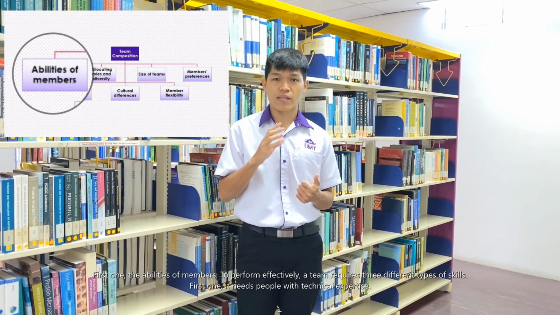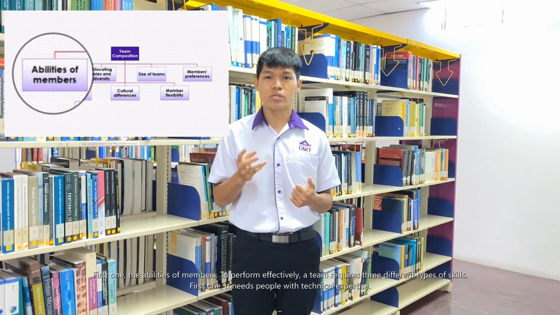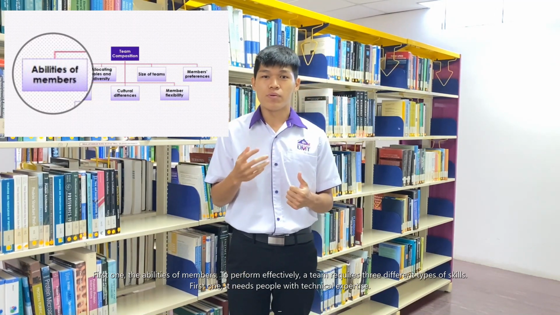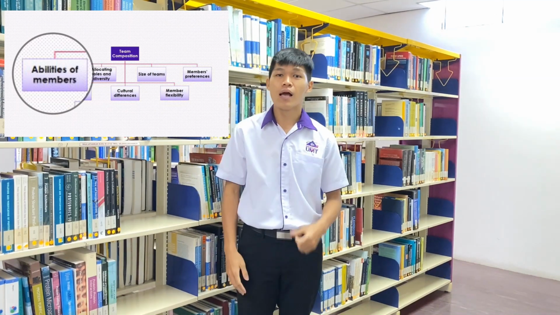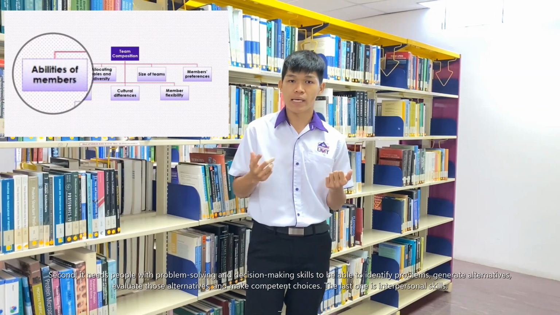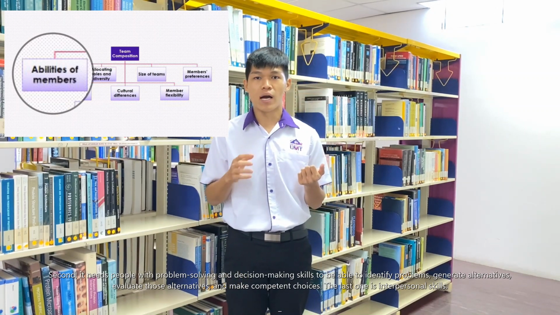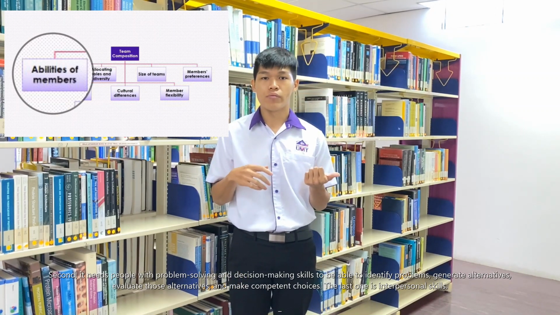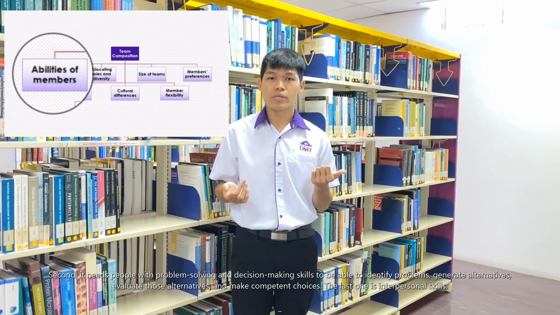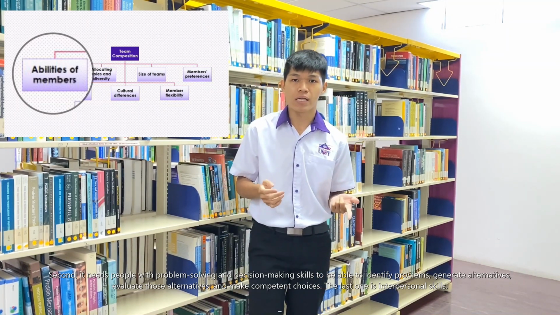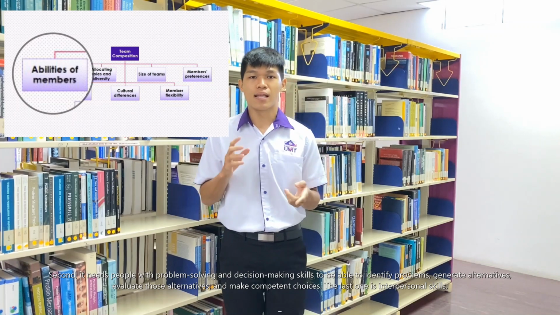To perform effectively, a team requires three different types of skills. First one, it needs people with technical expertise. Second, it needs people with problem-solving and decision-making skills to be able to identify problems, generate alternatives, evaluate those alternatives, and make competent choices. The last one is interpersonal skills.